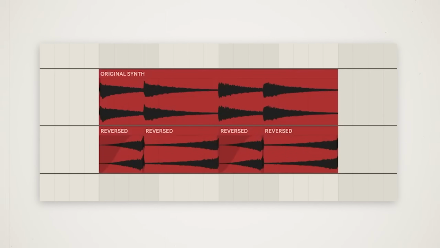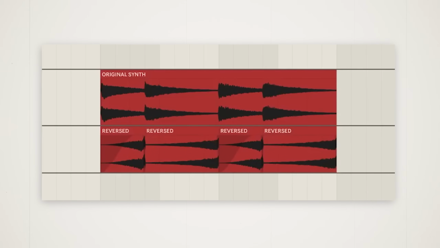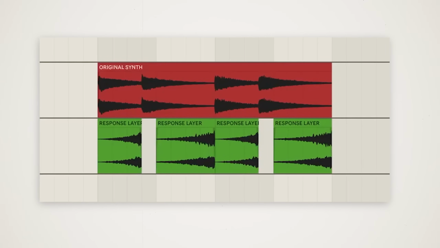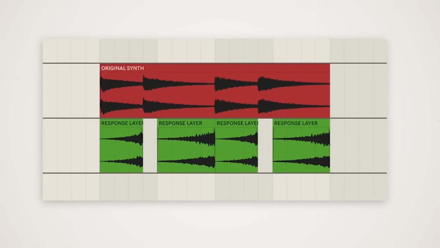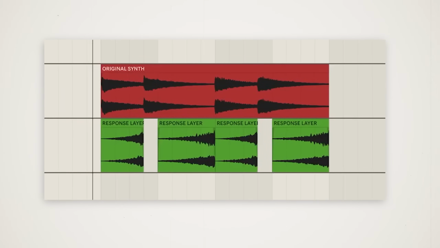A really common technique is to duplicate and reverse each chord to lead into the next. This is a really effective trick, but to take it a step further, it can be much more interesting to emulate this by using a different instrument entirely. You can use any instrument you'd like, just make sure to set a slow attack.